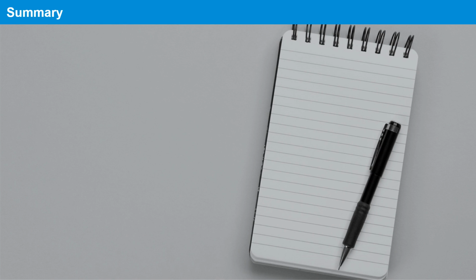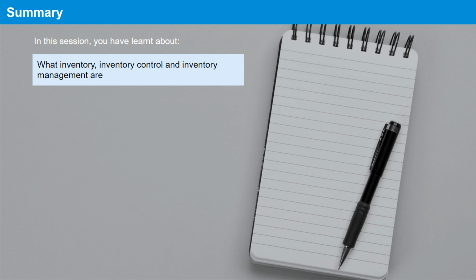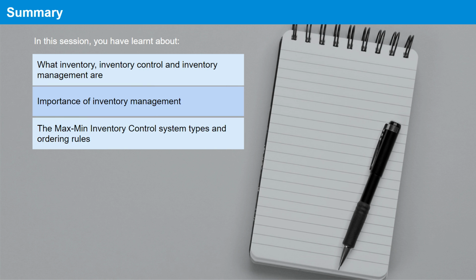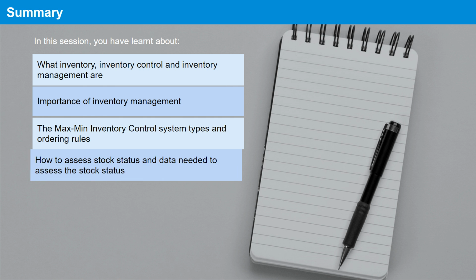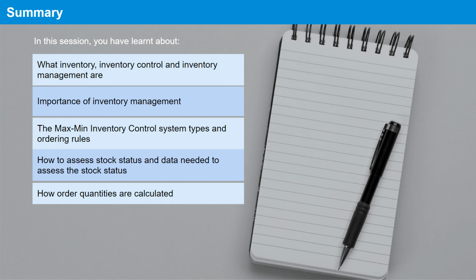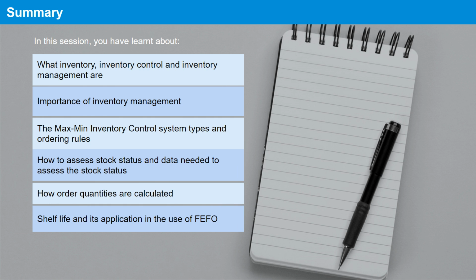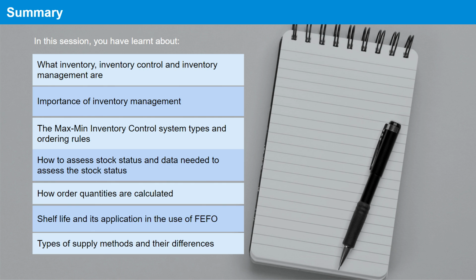This brings us to the end of this mini module, Inventory Management. In this session, you have learned about inventory management, its importance, and control systems; max-min inventory control, its types, and ordering tools; assessing stock status and data needed to assess the stock status; when to order; shelf life and how to check shelf life; FEFO and maintaining FEFO for commodities; and supply methods. You may now attempt the ungraded knowledge checks for this session.